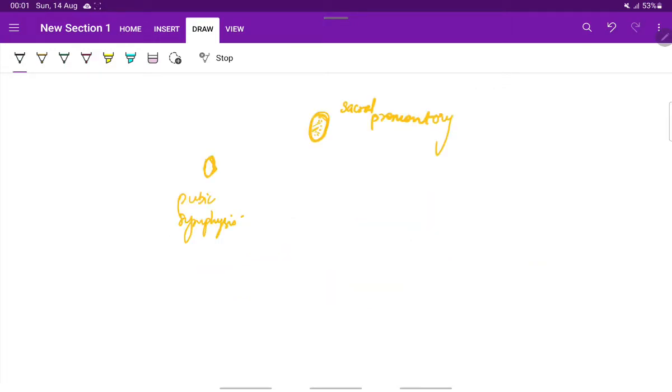In this picture, if this is the pubic symphysis and this is the sacral promontory, the distance from the sacral promontory to the upper portion of the inner surface of the pubic symphysis is the anatomical conjugate, which measures about 11 centimeters. The anatomical conjugate is also called the true conjugate.